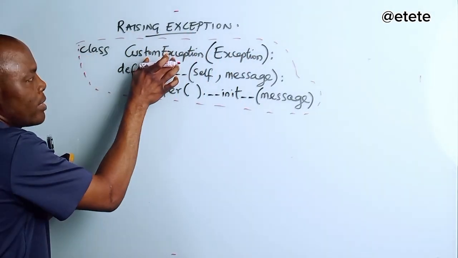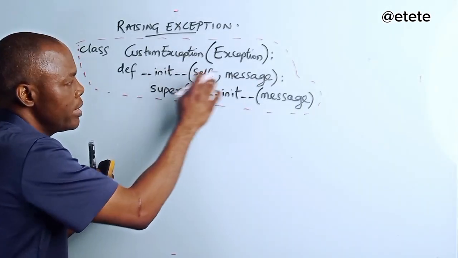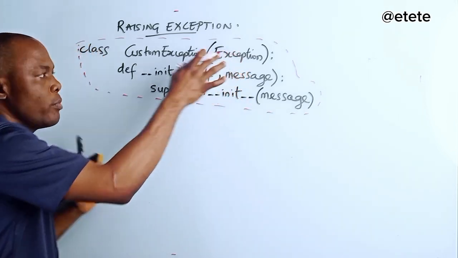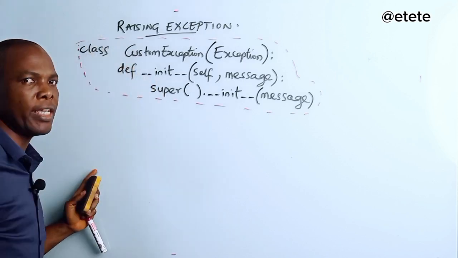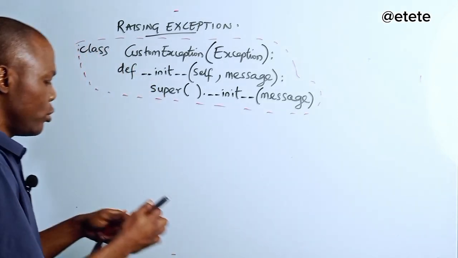So this is the class, custom exception, and then I've initialized it, calling the init method to initialize the init method of this exception. So that is what I have done. Now, I'm going to raise this exception. So exactly what I did in the last class is what I'm going to do now.